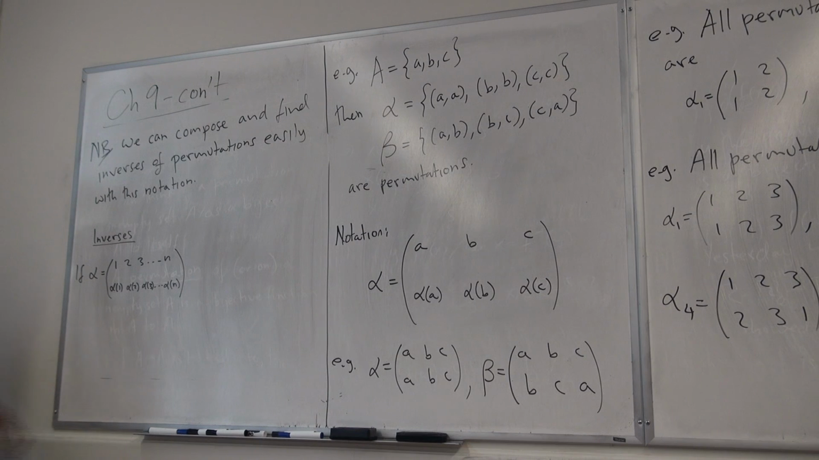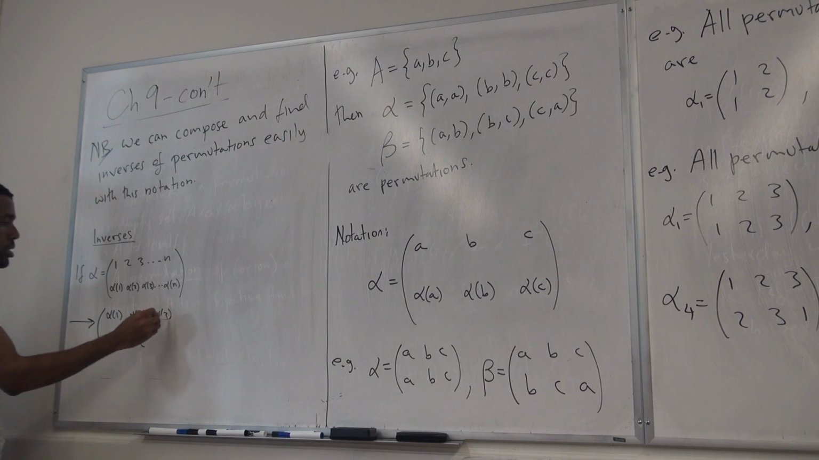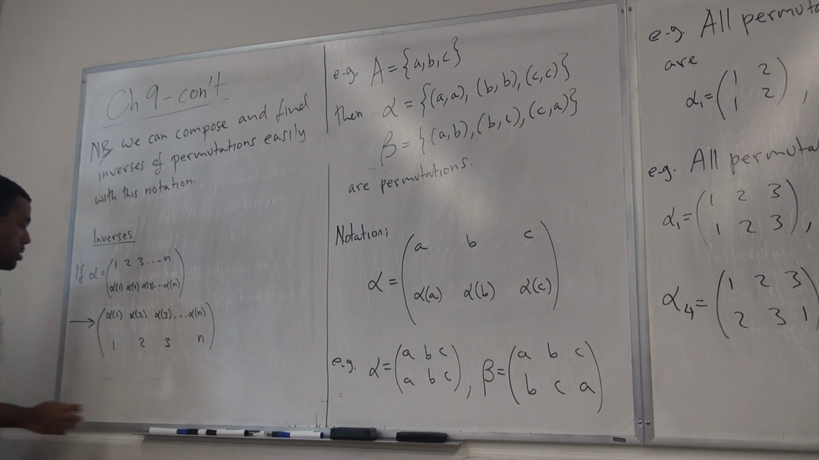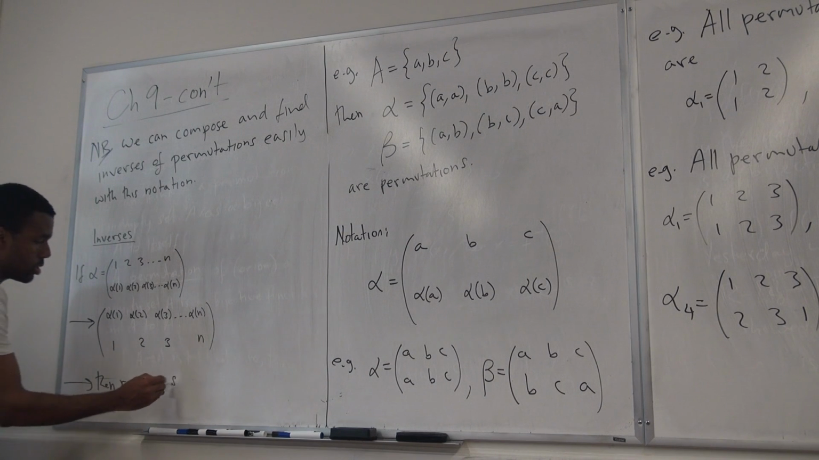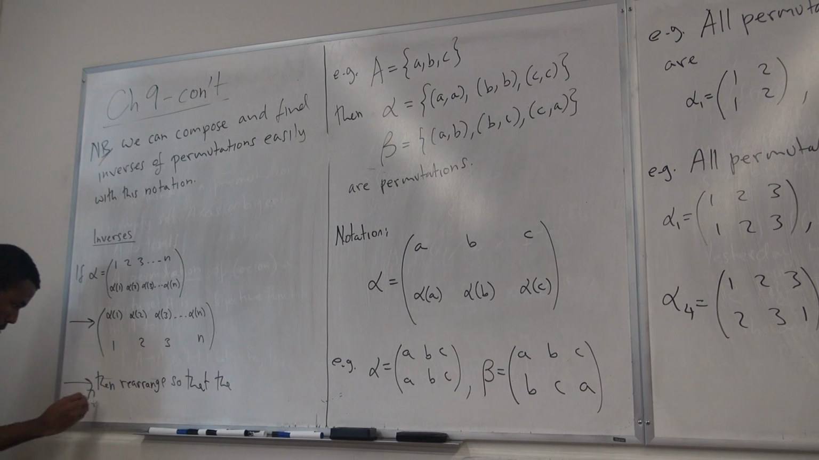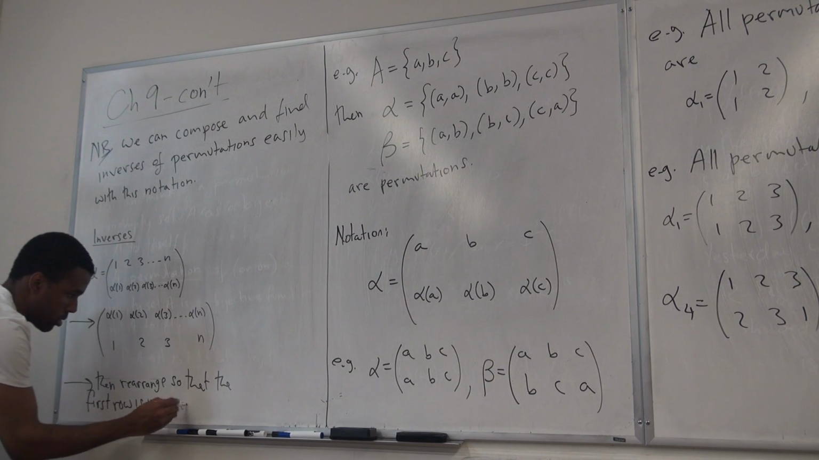So inverses, all you do is you swap inputs and outputs, right? From here, the first step is you swap. Alpha 1 is up here, 1 is down here. Alpha 2 is up here, 2 is down here, alpha 3 is up here, 3 is down here, all the way up to alpha n is up here, n is down here. Then rearrange so that the first row is in ascending order.